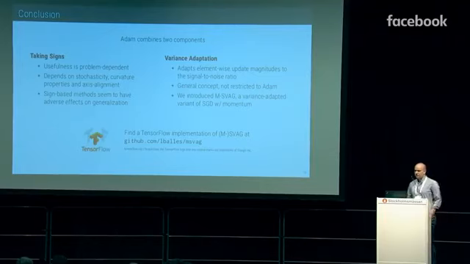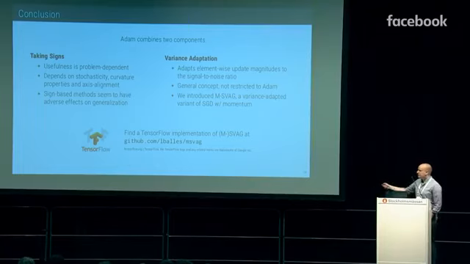Okay, let me conclude with a summary. We have argued that Adam combines these 2 aspects, taking the sign and variance adaptation. Taking the sign, we have observed that the usefulness is problem-dependent, and we also point out some underlying reasons for that. And we have also observed these adverse effects on generalization, which at least gives some indication that it might relate to the sign aspect. And that's probably an interesting point to follow up on.